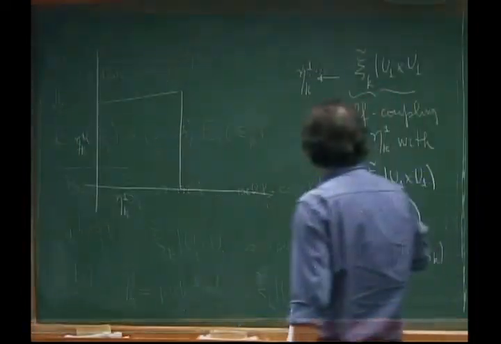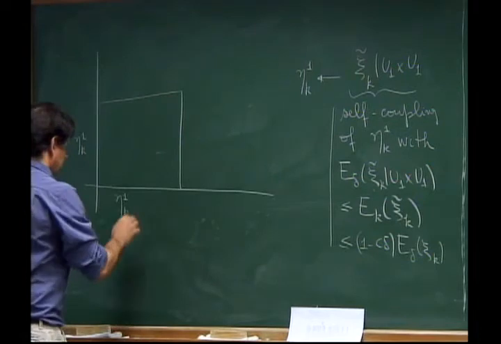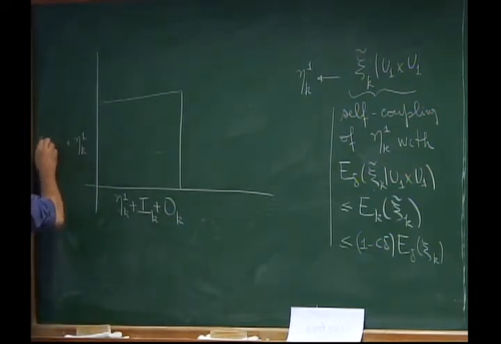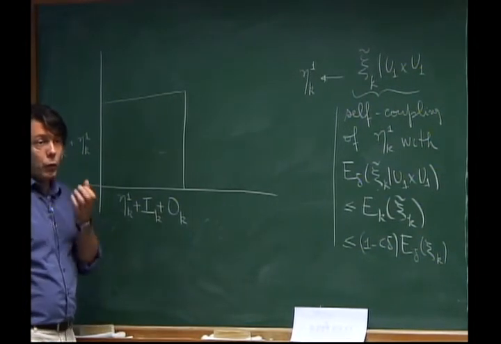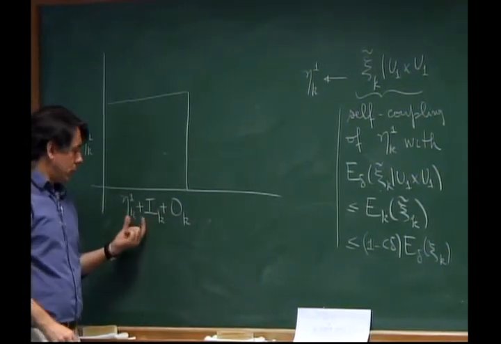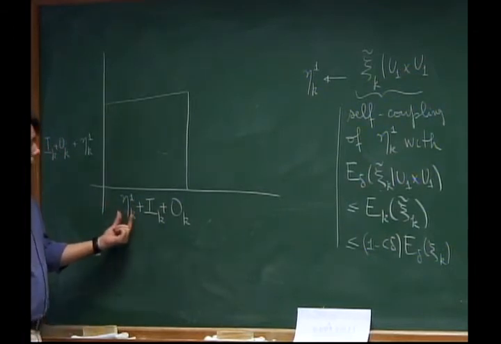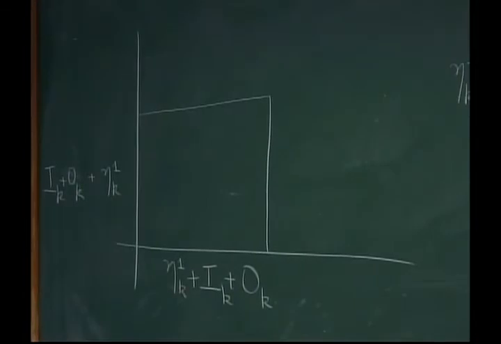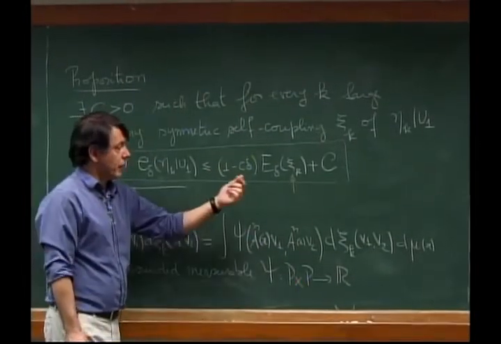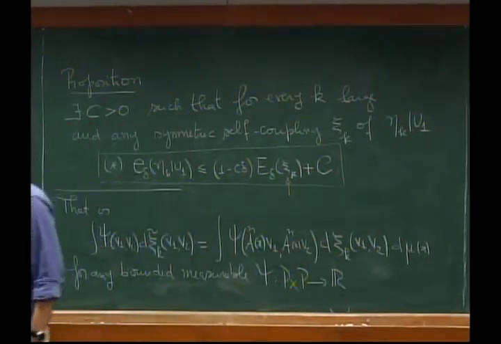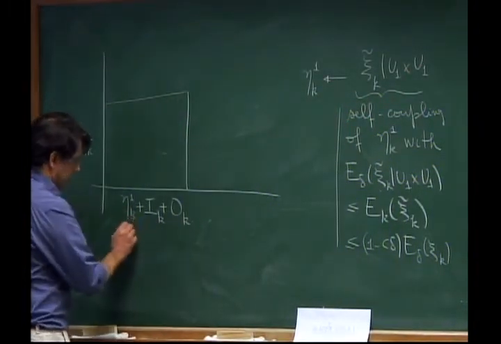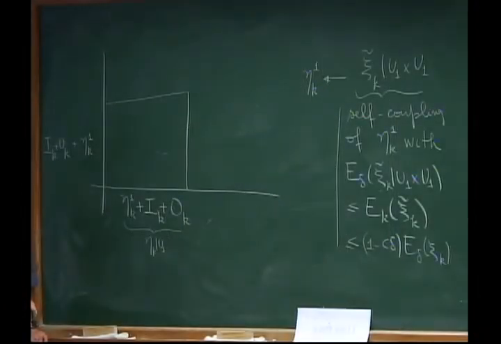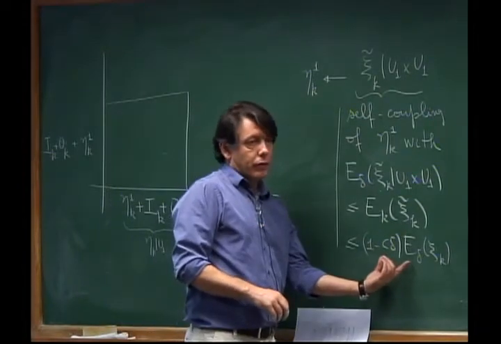Okay, but the problem is that that's not the measure that we want to look at. We want to look at this measure, and we want to find a self-coupling for this perturbation of eta k1. We want to find a self-coupling that has an energy that's not too much bigger than this one. So in view of the statement, I want to find a self-coupling for this measure here, which is just eta k restricted to u1, whose energy is at most this plus a constant.